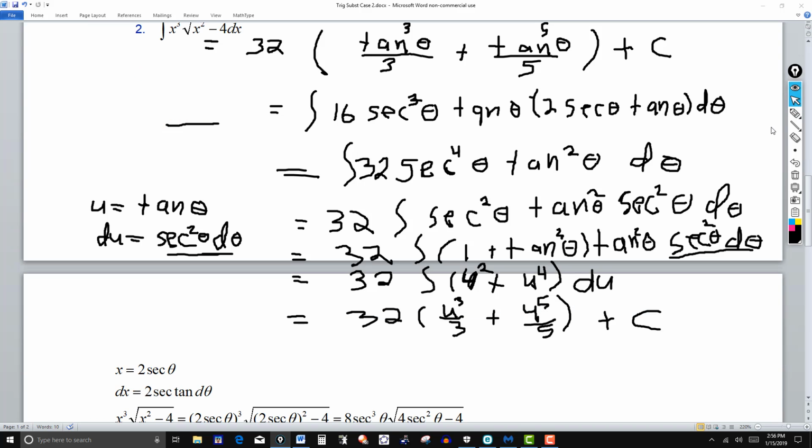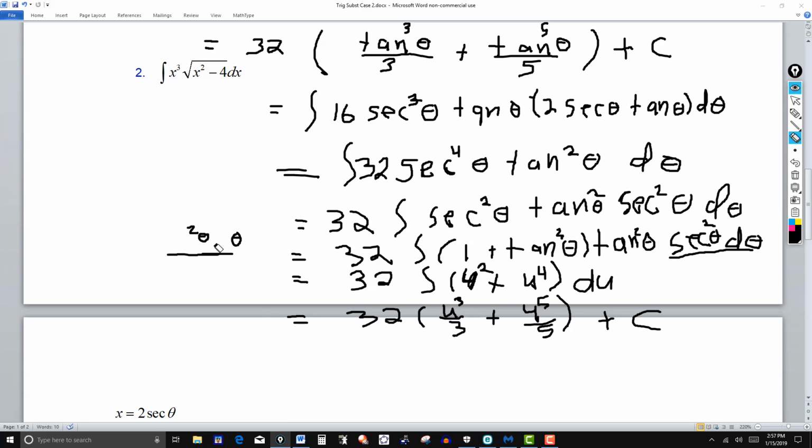So let me come back over here and draw a reference triangle. For the reference triangle, this is theta. It was secant in this case, so this was x over 2. And this is the square root of x squared minus 4.